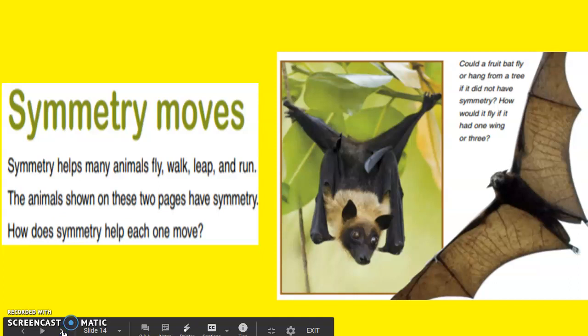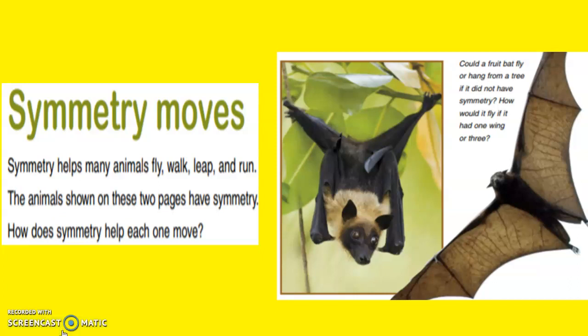How does symmetry move? Symmetry helps many animals fly, walk, leap, and run. The animals shown on these 2 pages have symmetry. How does symmetry help each one move? Could a fruit bat fly or hang from a tree if it did not have symmetry? How would it fly if it had 1 wing or 3? So it's using its symmetry to help it balance.